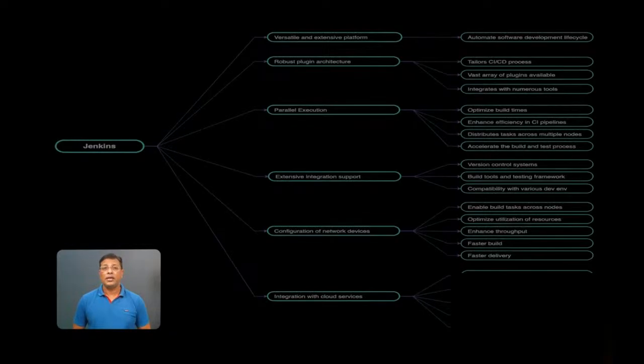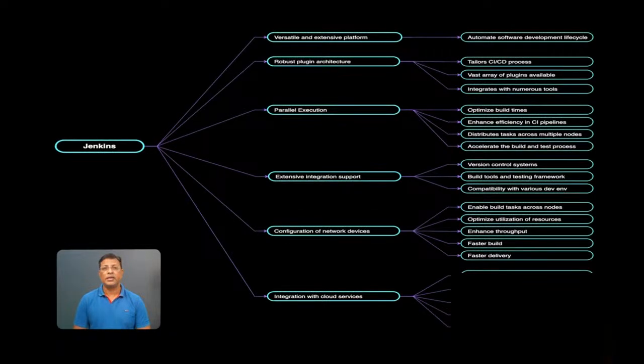And the first tool is Jenkins. Jenkins is a leading continuous integration tool providing developers with a versatile and extensible platform to automate various aspects of the software development lifecycle. Let's understand its key features.